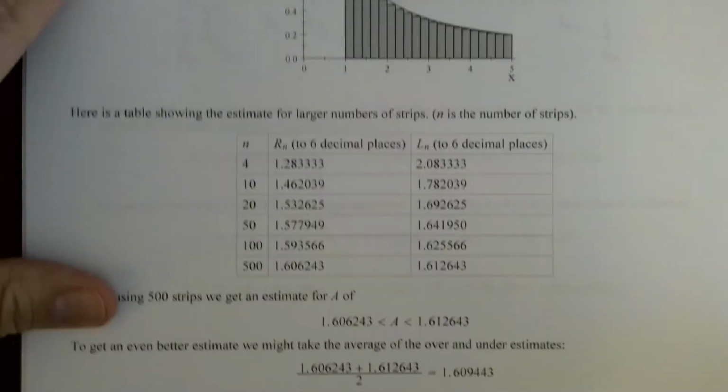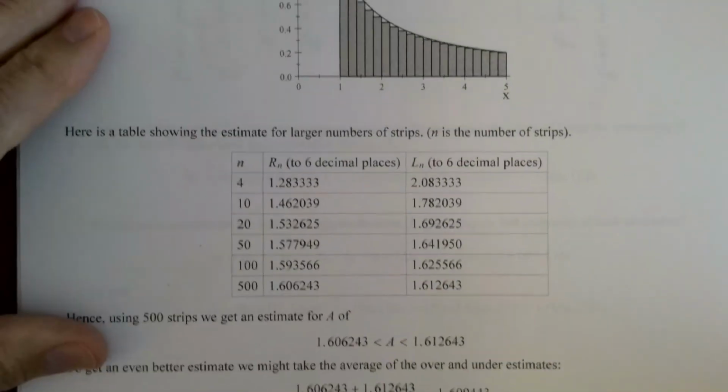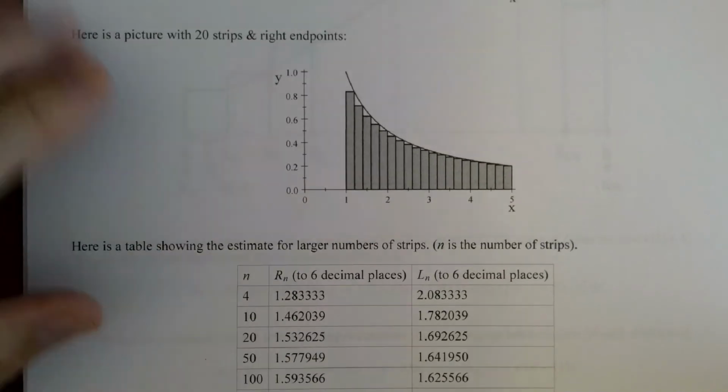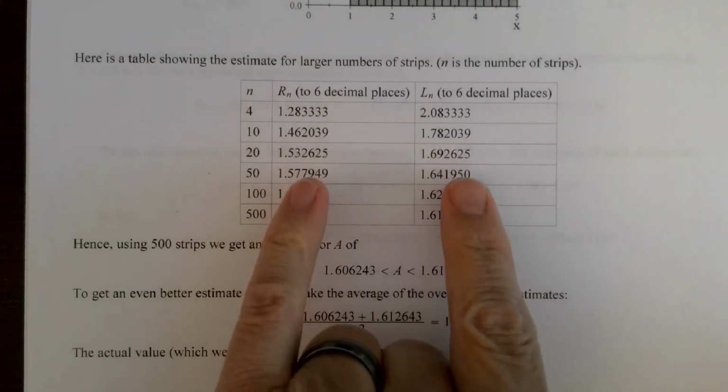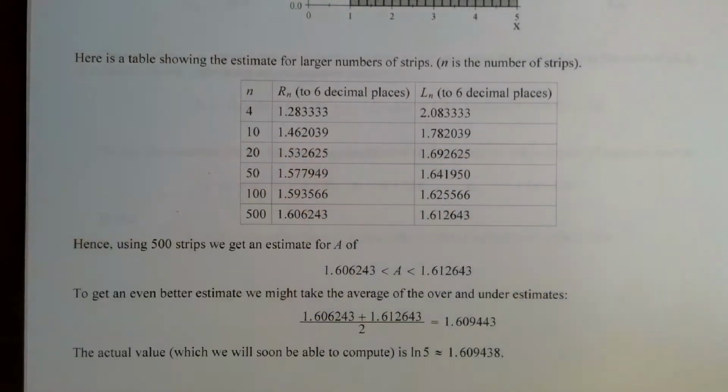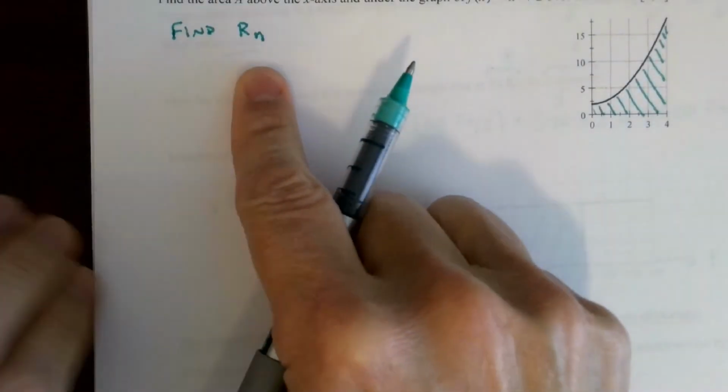Right, remember this right here. For the example, we were using the function 1 over x from 1 to 5, and we were doing the right-hand and left-hand sums. And so how did I get these numbers? I'm going to show you how you could do that by first finding an expression in terms of n for R sub n.